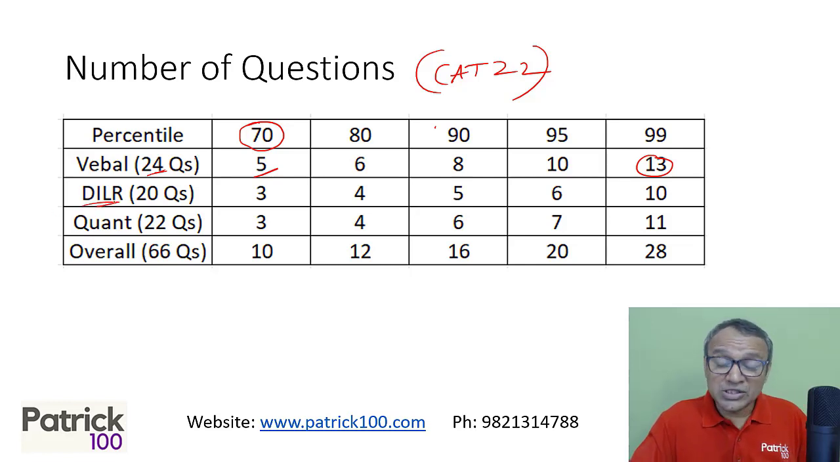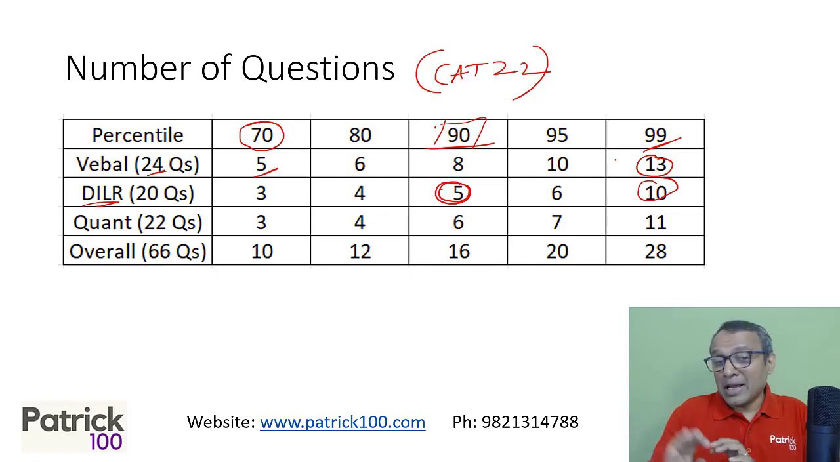For DILR, which is supposed to be a tough section, even if I solve one complete set correct, like 5 questions correct, I will end up getting a 90 percentile. If I get 2 sets correct out of the 4 sets, I'll end up at 99 percentile. So you get a fair idea. This is CAT 22, and it can vary.